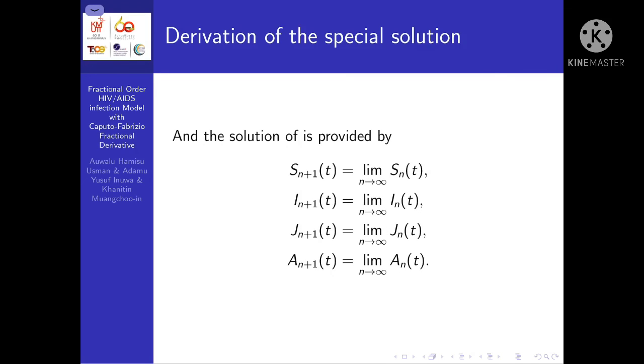And the last, the solution is provided by the limit of the iteration S_n as n goes to infinity. We will get the solution of S, I, J, and the parameter A.